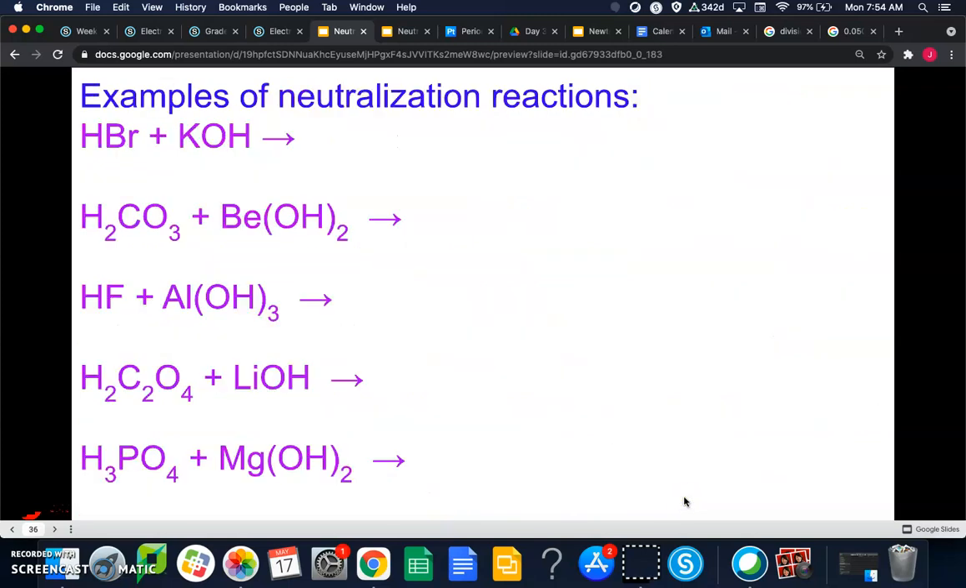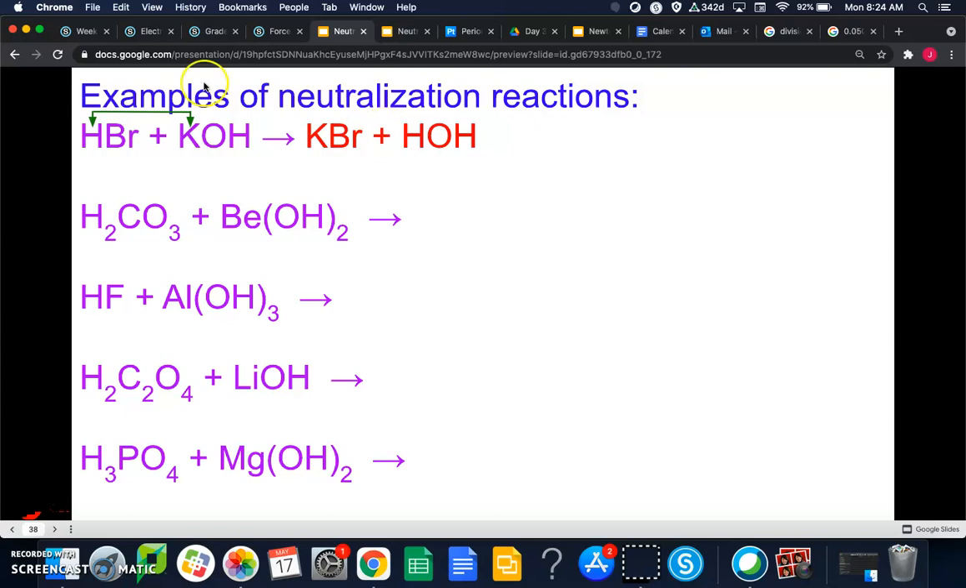Okay, so examples of neutralization reactions. Here we've got HBr reacting with KOH. The hydrogen is going to be trading places with the potassium. So when that happens, we're going to have potassium bromide, KBr, and then our second product is water, HOH. If you want to write it as H2O, that's fine. I'm going to write it as HOH for this one, just to show what's switching.